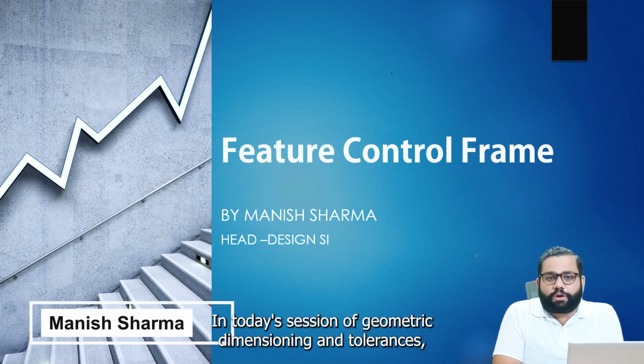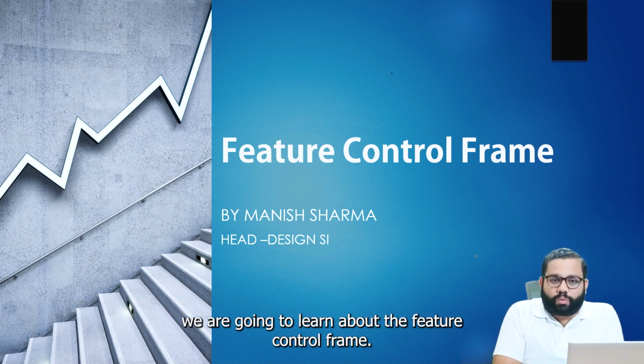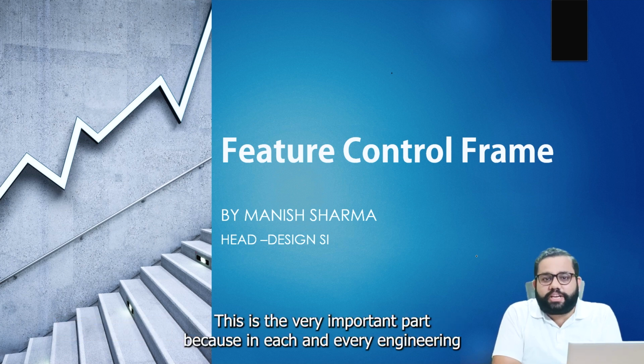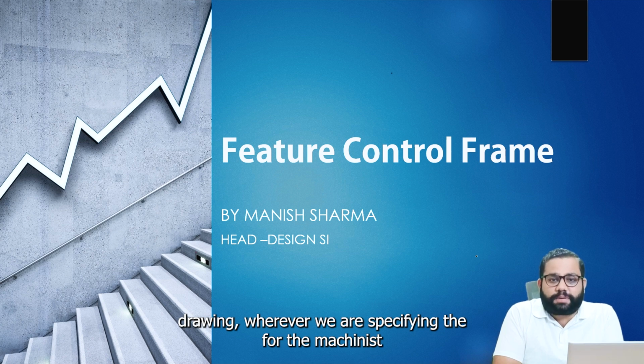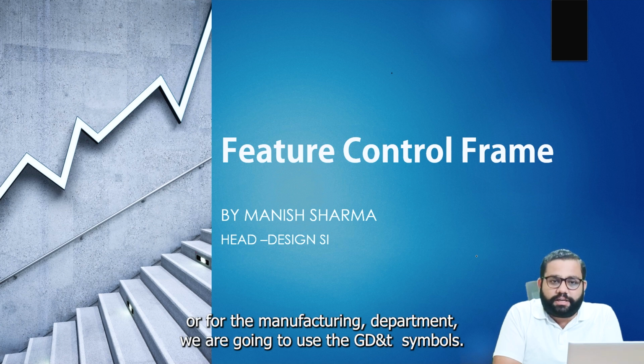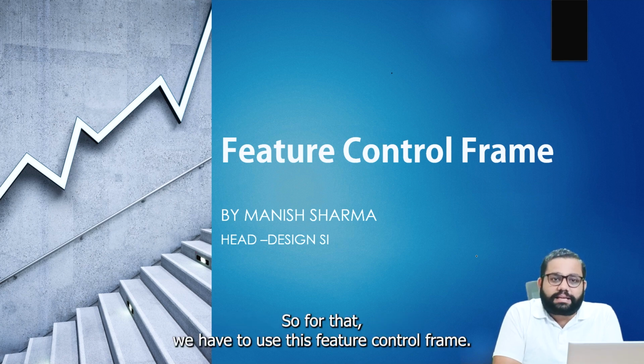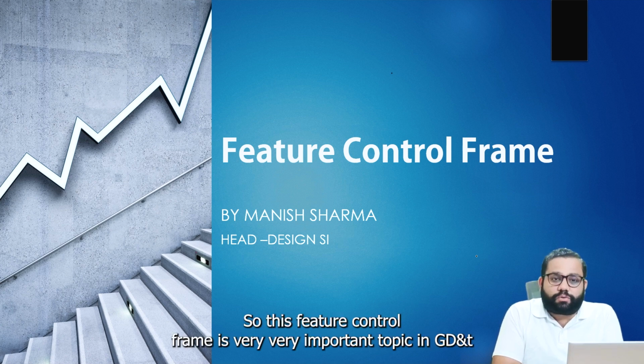In today's session of geometric dimensioning and tolerancing, we are going to learn about the feature control frame. This is a very important part because in each and every engineering drawing, wherever we are specifying something for the machinist or for the manufacturing department, we are going to use the GD&T symbols. While using GD&T symbols, we cannot use them like this. For that, we have to use this feature control frame. So this feature control frame is a very important topic in GD&T.